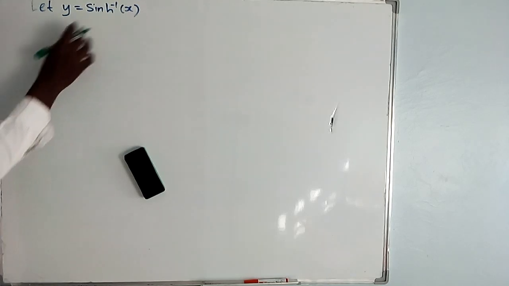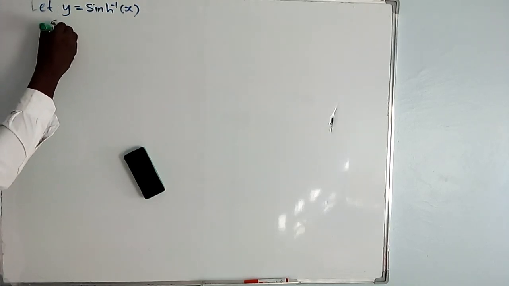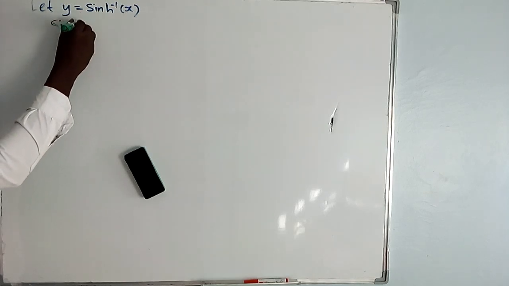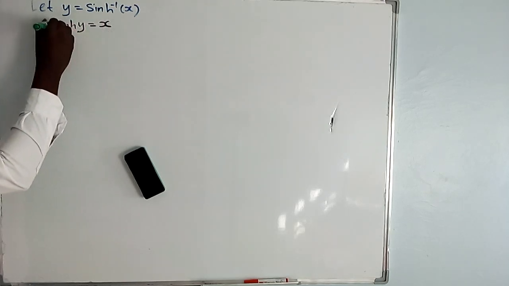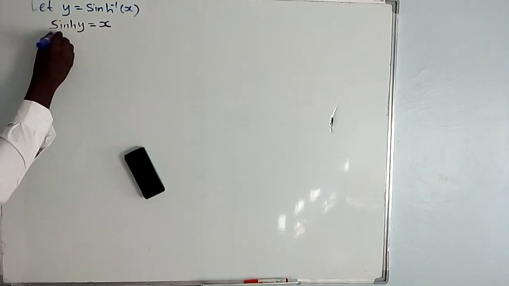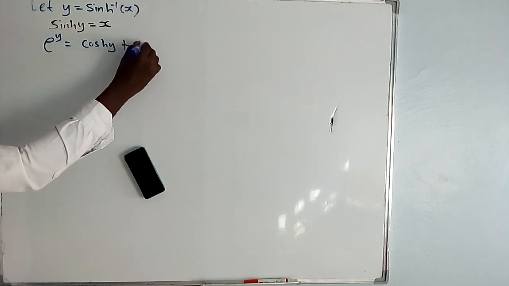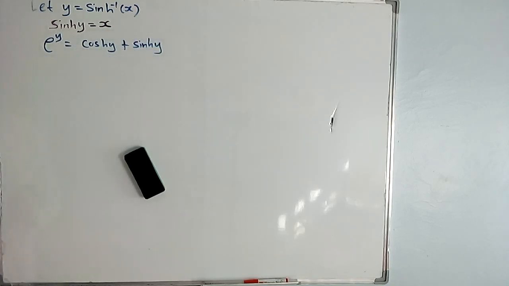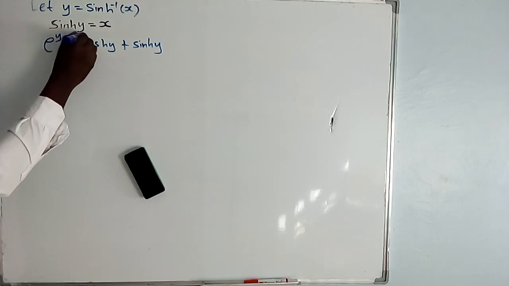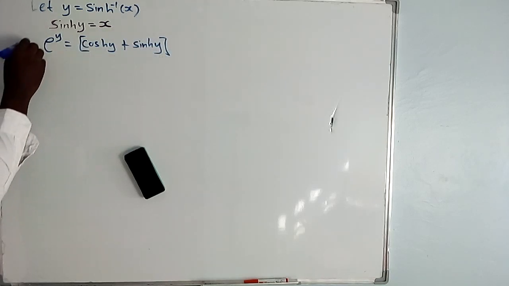So here, sine inverse coming on this side of the equation, we have sine y is equals to x, isn't it? Then you come to the exponential function, exponential y is cos y plus sine y, isn't it? So for you to get y, which is the sine inverse of x, then we introduce the Napierian logarithm on both sides of the equation.